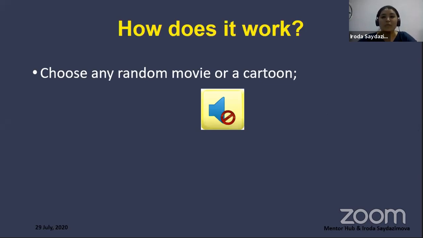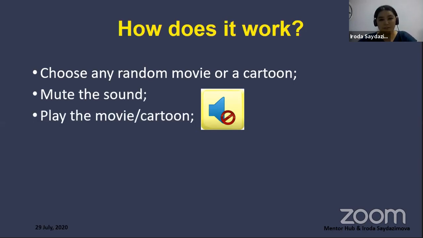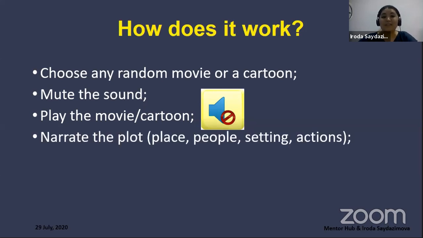And what do you do? You are going to mute your video, whatever it is. So once you've muted the sound, you will play the movie or a cartoon. And as it goes, you are going to be the narrator of the plot. So you can talk about different things, really. You can talk about the place, the setting, the people and what is going on. It depends on what you want to improve in your speaking.